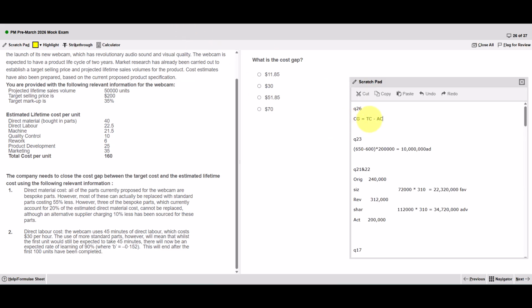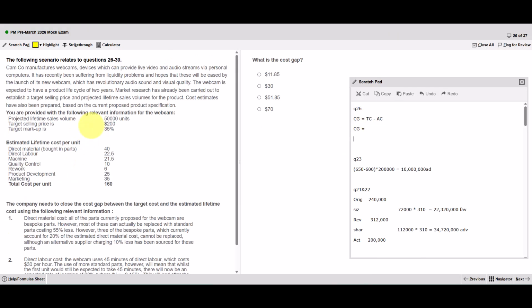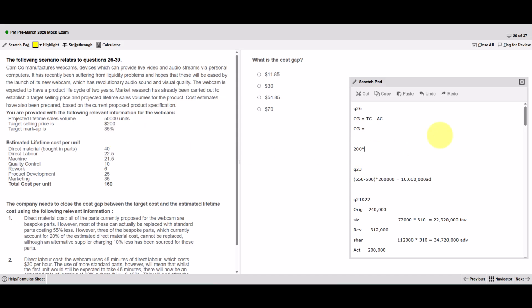Cost gap is the target cost minus the actual cost. So let's calculate our target cost. The target selling price is 200 and the markup is 35%. That means that markup is included in the target selling price. So we need to multiply by 100 over 135. So that's 148.15. Our actual cost is 160.